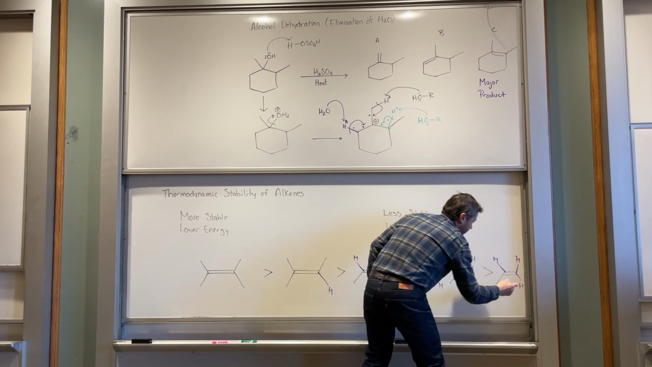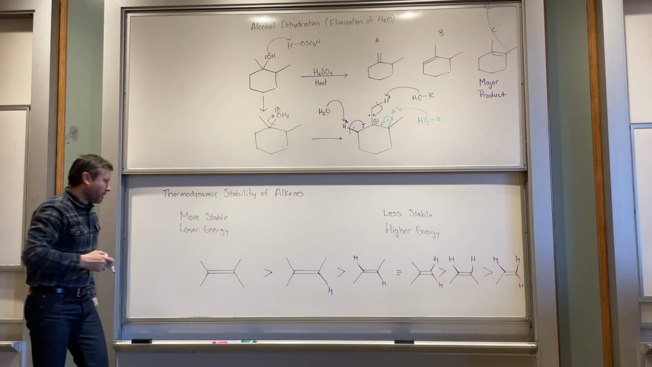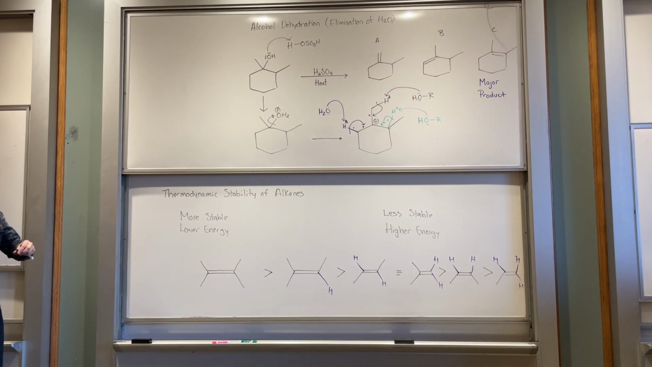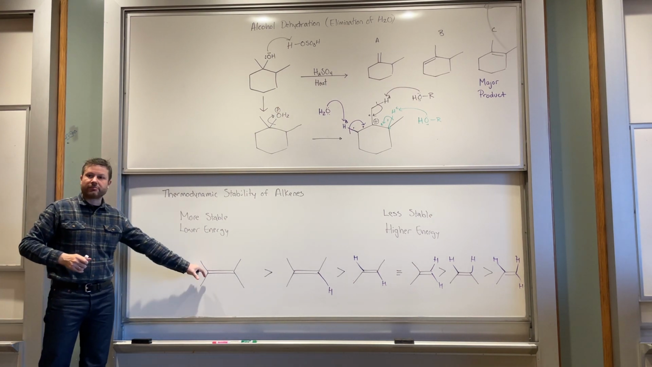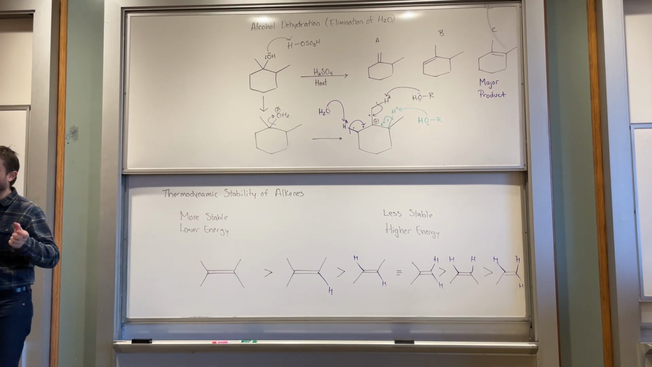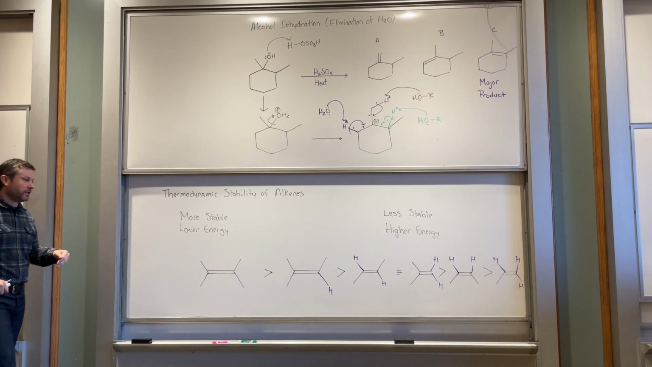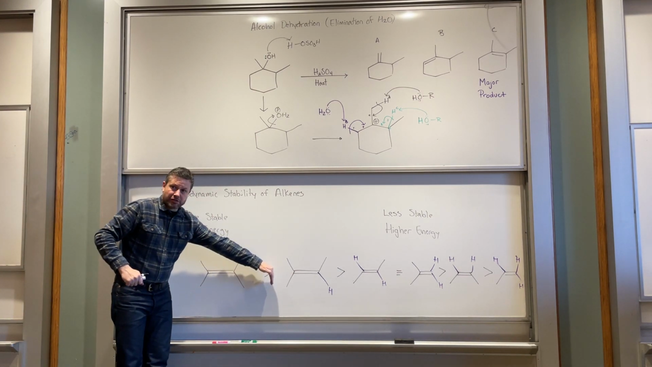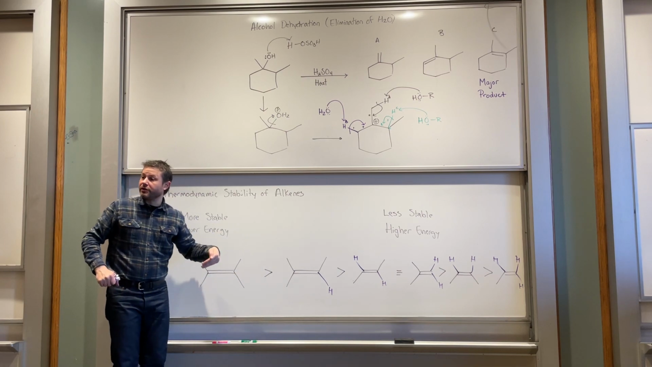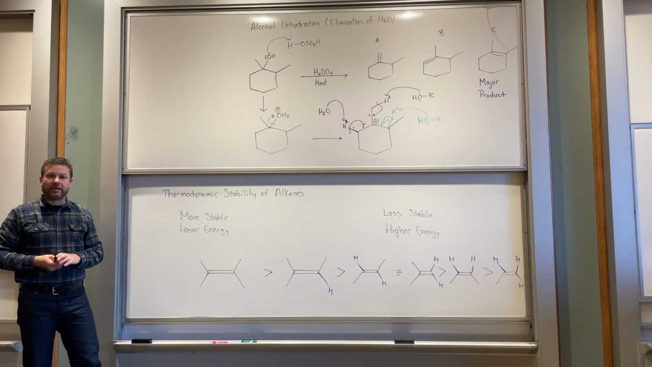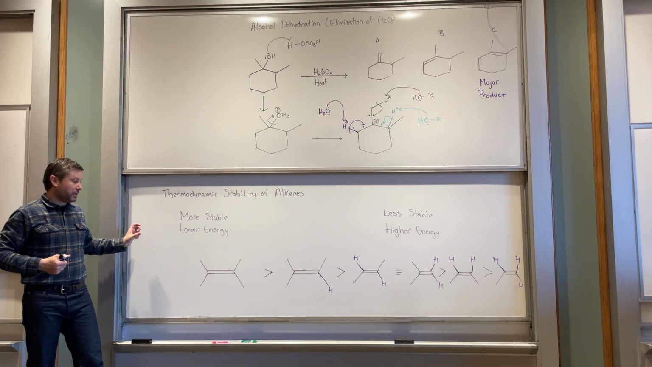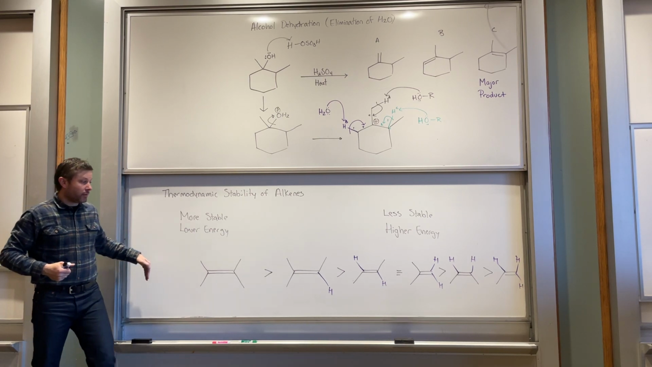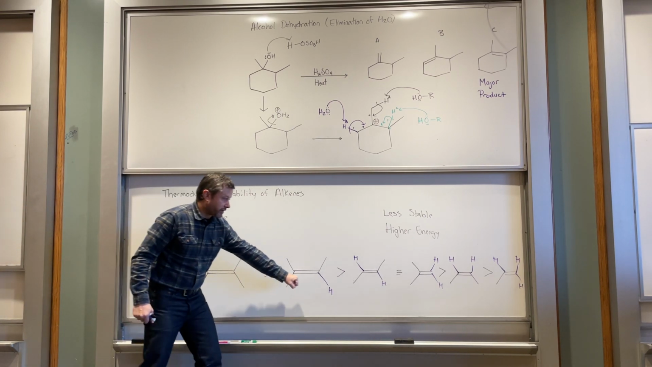So if we look at this trend, the way that I drew this out, I didn't really give myself enough space, but the most stable alkene is going to be the tetrasubstituted alkene, the alkene with four different carbon groups coming off of it. Then we go to trisubstituted, and as we're losing a substituent, you can see the energy of these systems is increasing.